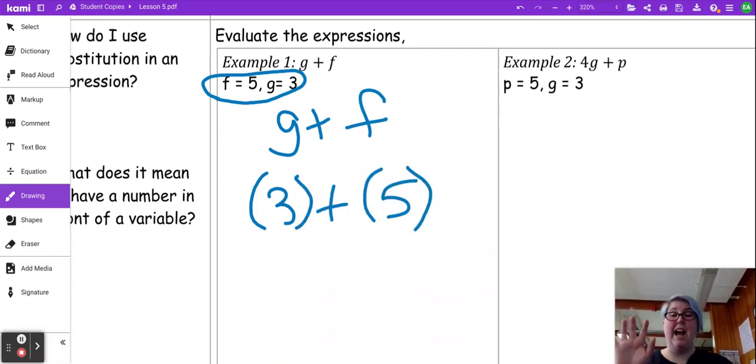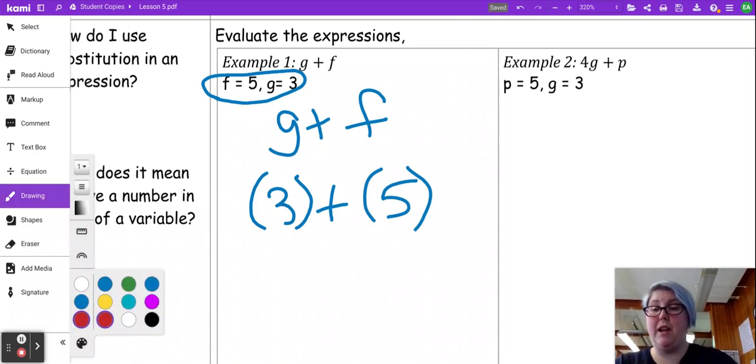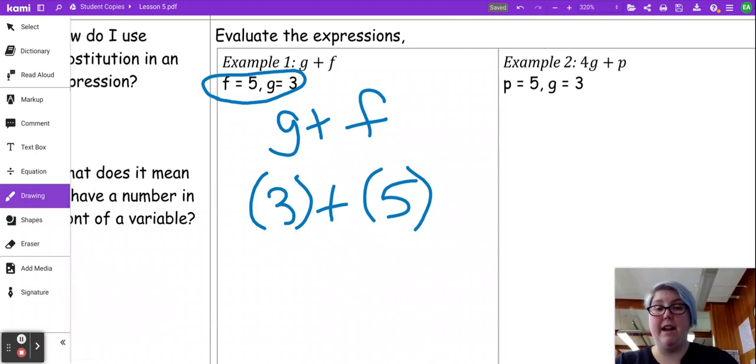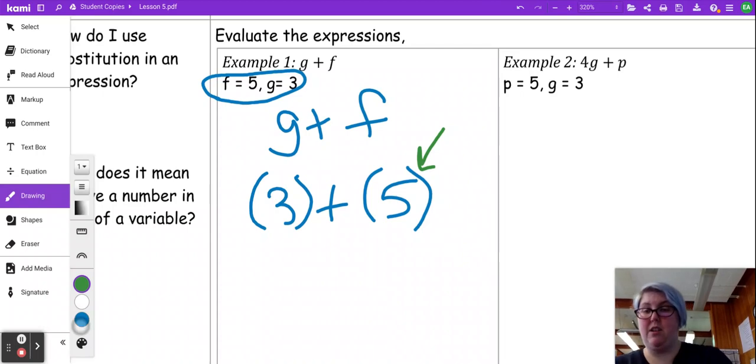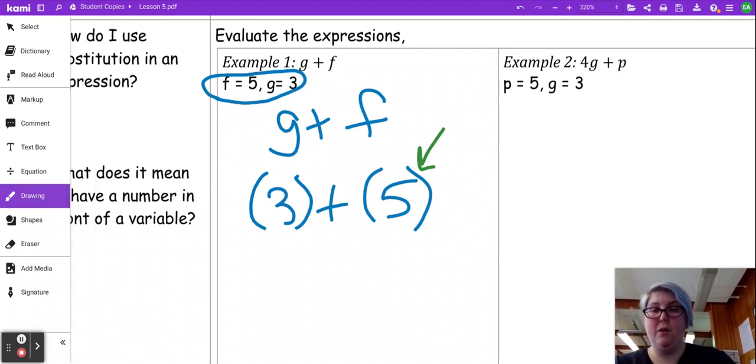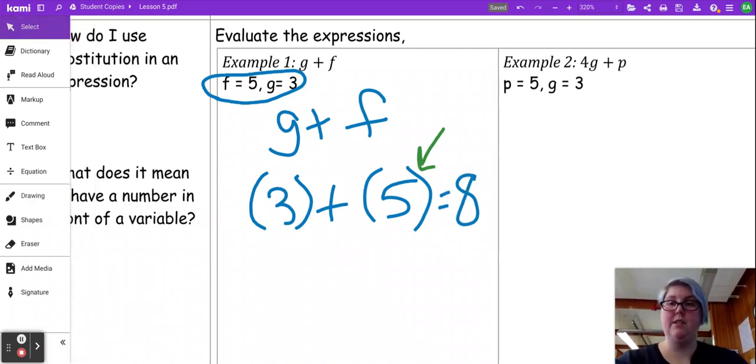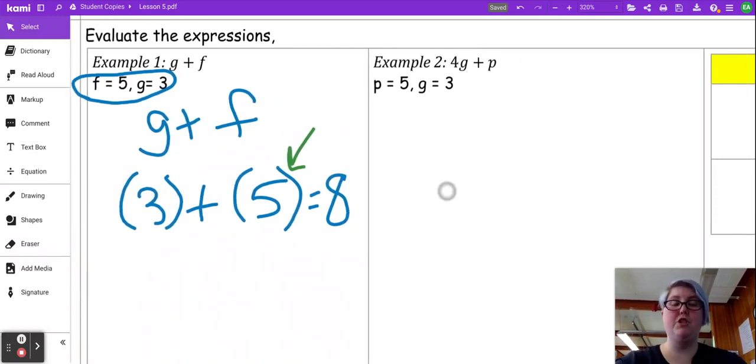Now, you'll notice I used parentheses when I added my numbers. I put the parentheses around them so that I don't accidentally, when we get more complicated things, write the wrong thing. So first, let's solve: 3 plus 5 is 8. So this was a simple one. We just had G and F.